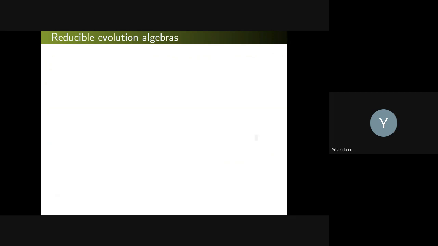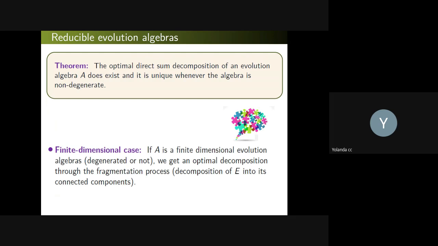To close this section, we prove that if we have a non-degenerate evolution algebra, then there exists an optimal direct sum decomposition, besides being unique. This decomposition is done through the decomposition of the graph into its connected components. We will do the decomposition into its connected components, and it provides an optimal direct sum decomposition.